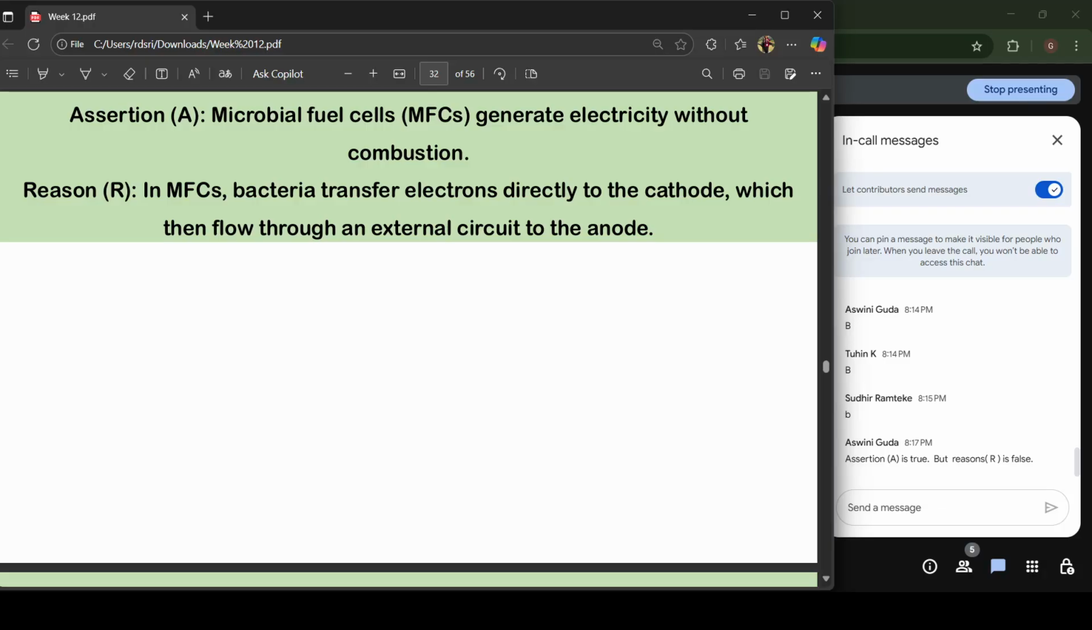Okay, what is wrong with the reason here? Any more answers? So the answer is right. The reason is false. But what should have been changed so that the reason becomes right? It's very simple here. Anyone wants to try?